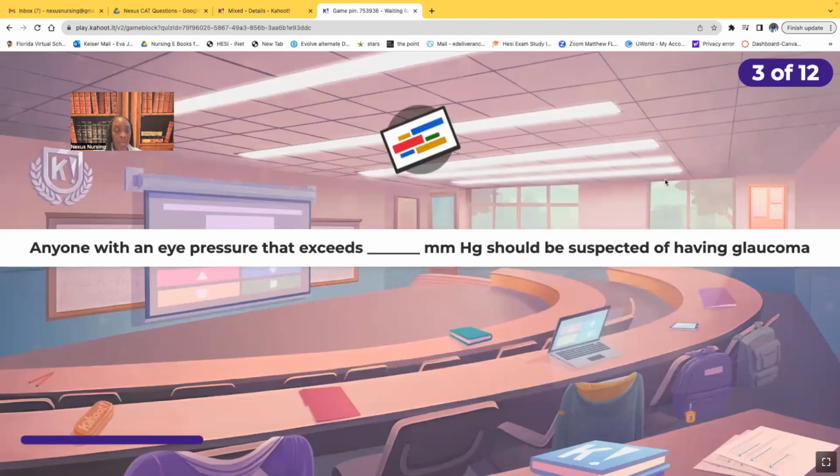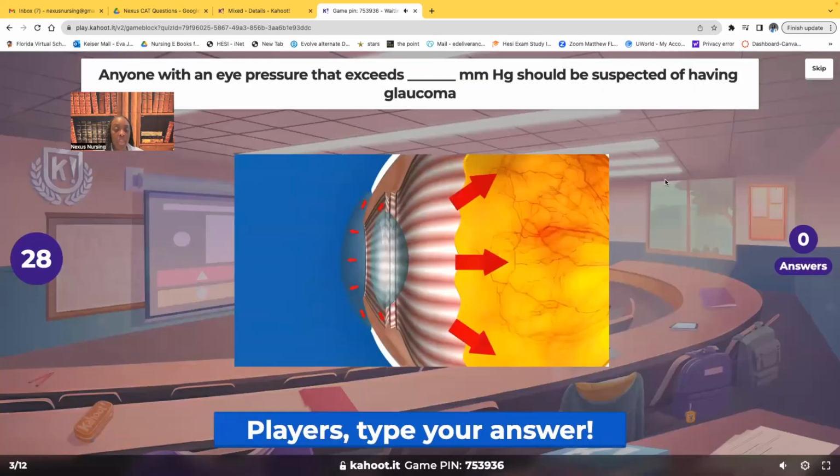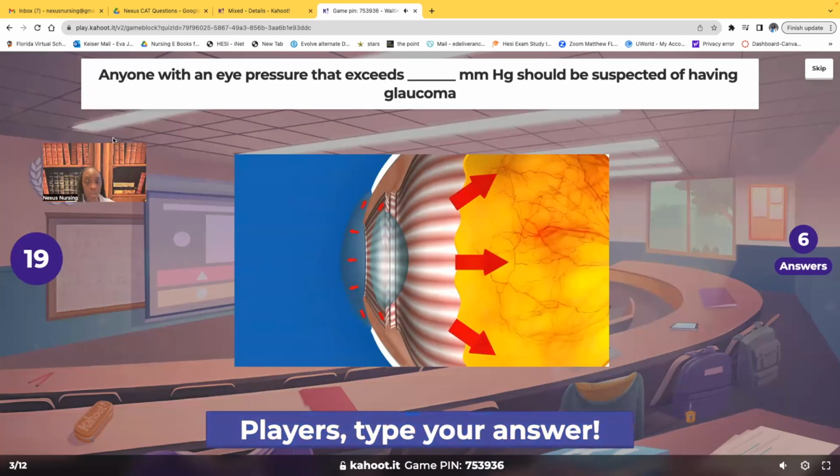Here's another word cloud. Anyone with an eye pressure that exceeds what should be suspected of having glaucoma? If their eye pressure exceeds what number, should they be screened more closely? Should they be referred to an ophthalmologist for glaucoma? What is that number?